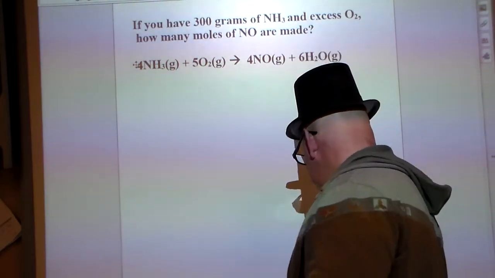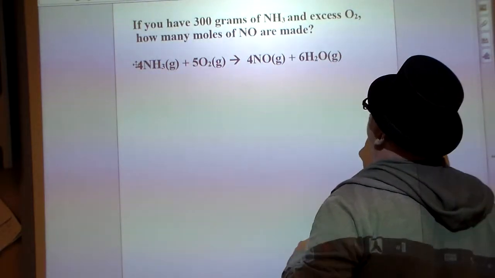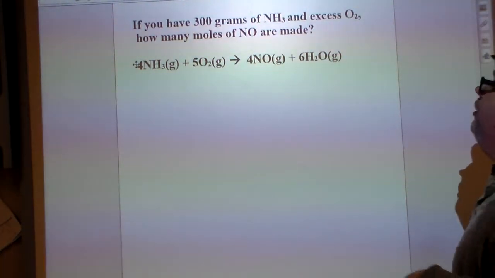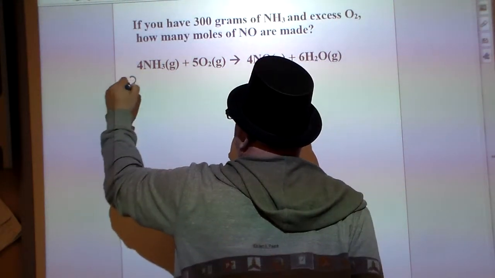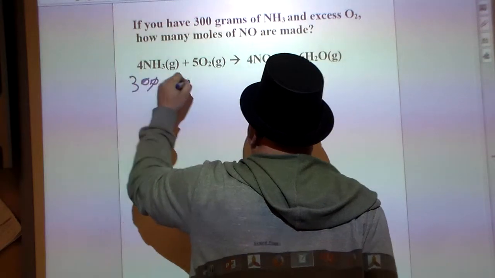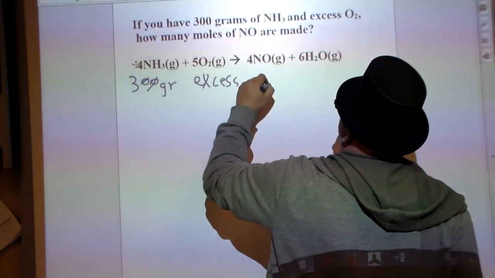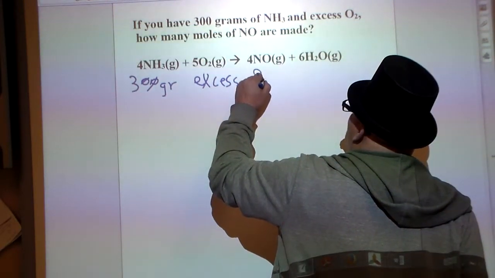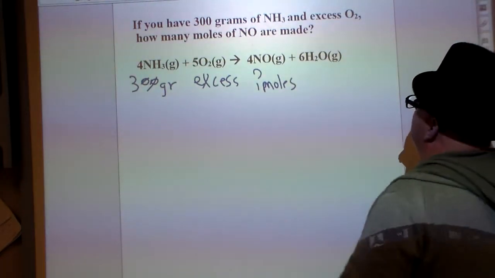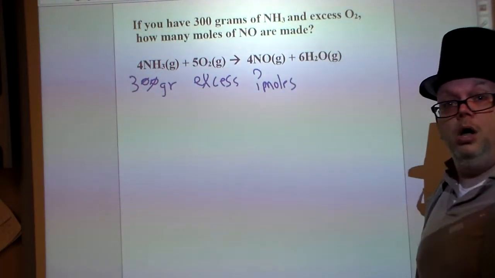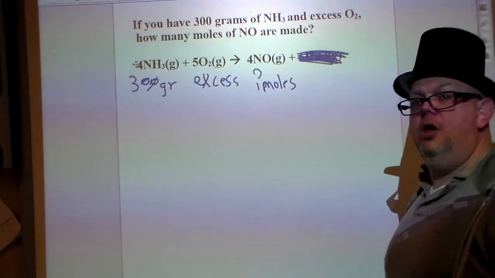So it's kind of a very interesting thing here. So let's take a look. If you have 300 grams of NH3 and excess O2, how many moles of NO are made? Okay, well, we have 300 grams right here. Okay, fantastic. And they say excess O2, check. And they say how many moles of NO are made? Okay, good news. Notice they didn't say anything about the water. Guess what? If they don't say anything about the water, then we can safely cross it off.